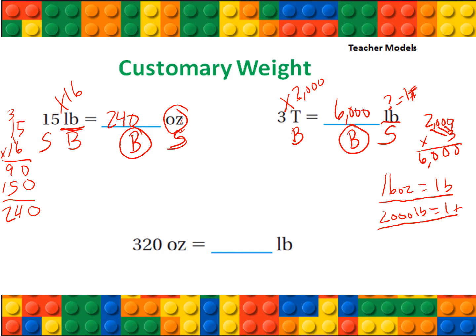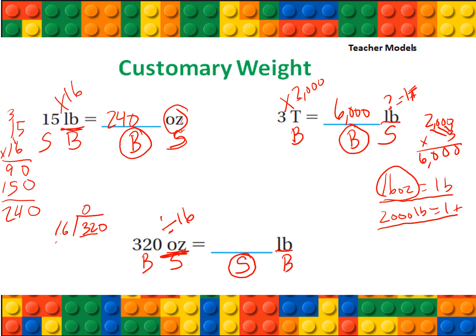All right, last one in this model. We have 320 ounces equals how many pounds? Which one is bigger, pounds or ounces? That's right, pounds are bigger, ounces are small. So this time I'm looking for a small number because 320 is the big number. How do I find a small number? We divide. What am I dividing by? How many ounces equal a pound? That answer is 16. So I'm dividing by 16. Well, 16 divided into 320. 16 goes into 3 0 times. 16 goes into 32 2 times.